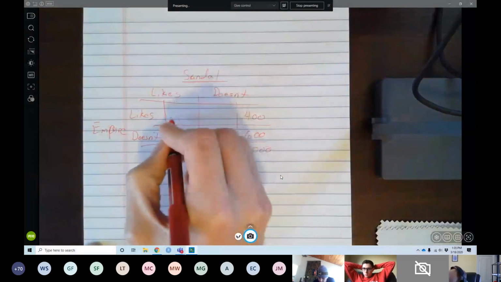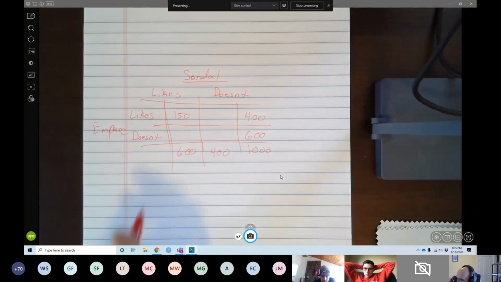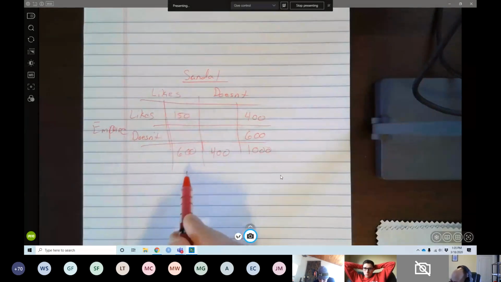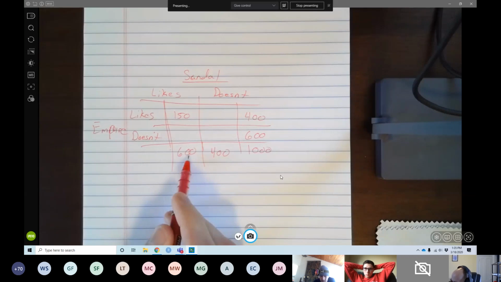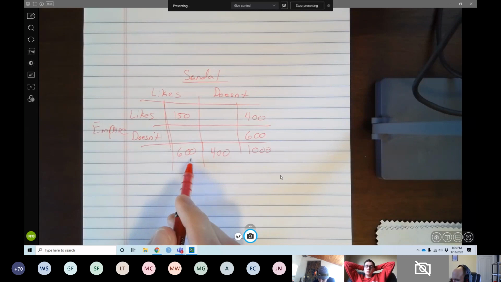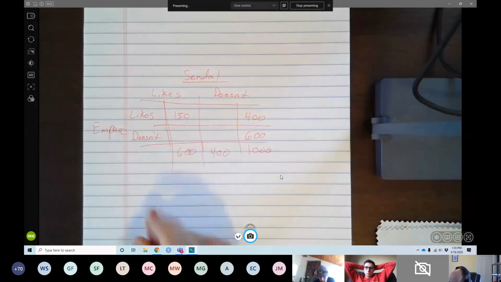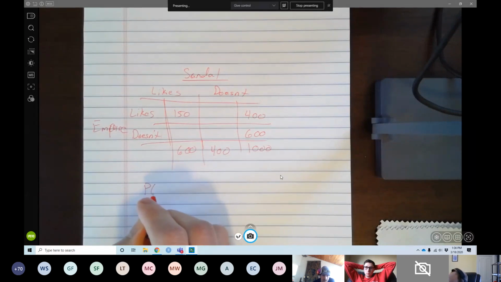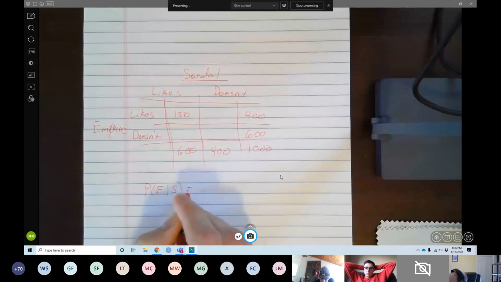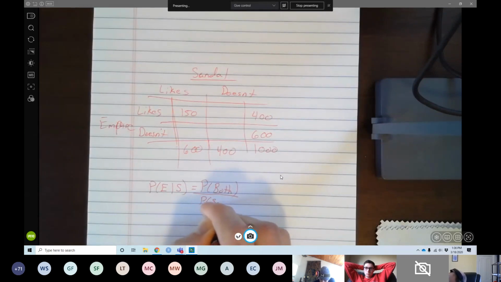And then the last thing it tells us is that there are 150 people who like both. And then it says, if we already know somebody likes Scandal, so we know that they fall into these 600 people, what's the probability they also like Empire? So we want to find the people who like both, because your conditional probability, the probability of liking Empire given Scandal, is going to be the probability that they like both over the probability that they like Scandal.